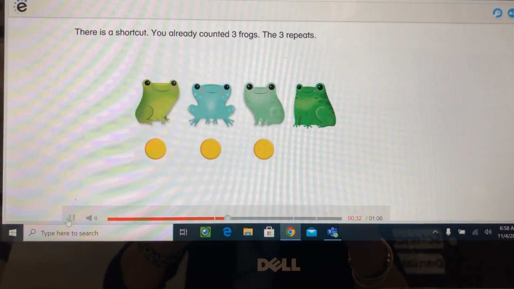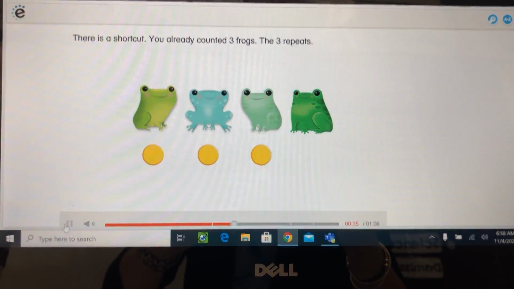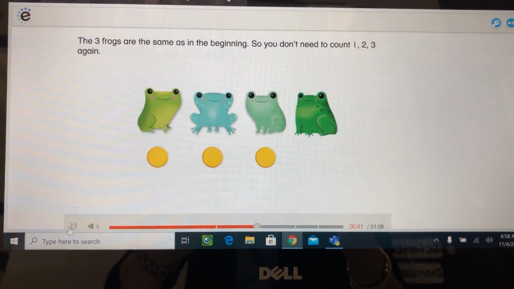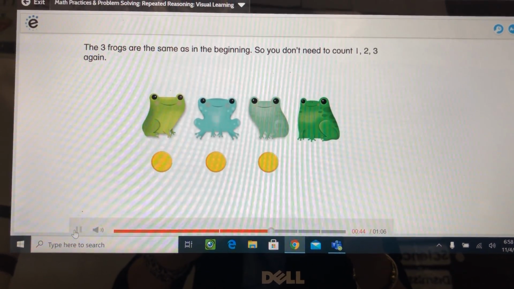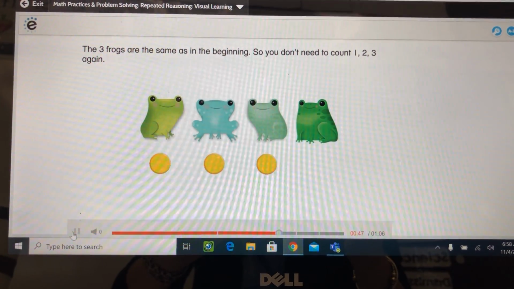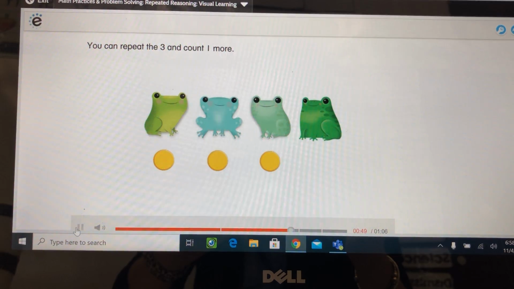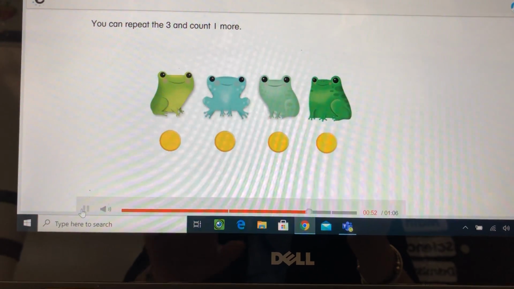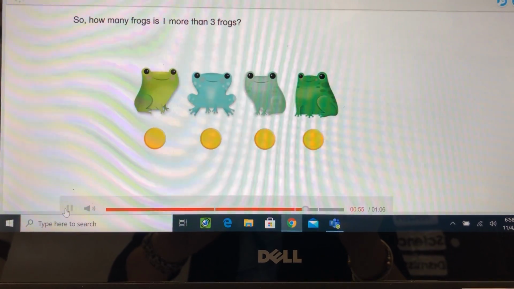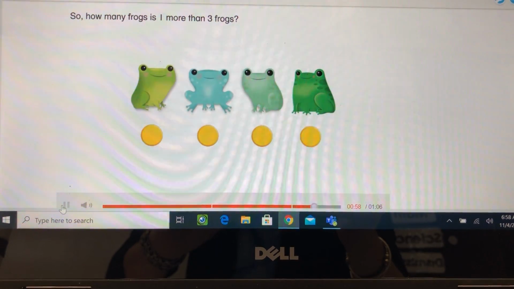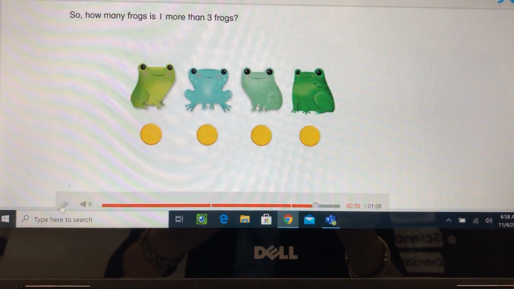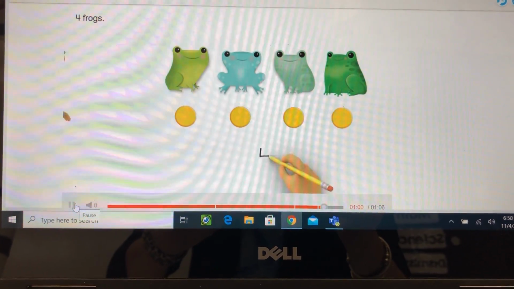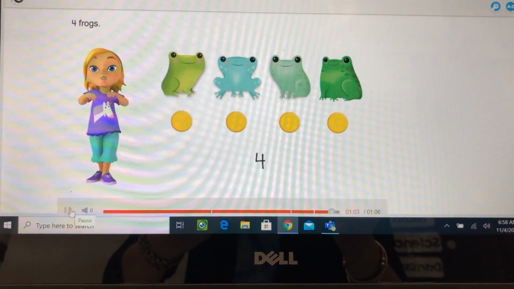There is a shortcut. You already counted 3 frogs. The 3 repeats. The 3 frogs are the same as in the beginning, so you don't need to count 1, 2, 3 again. You can repeat the 3 and count 1 more. So, how many frogs is 1 more than 3 frogs? 4 frogs. Good job.